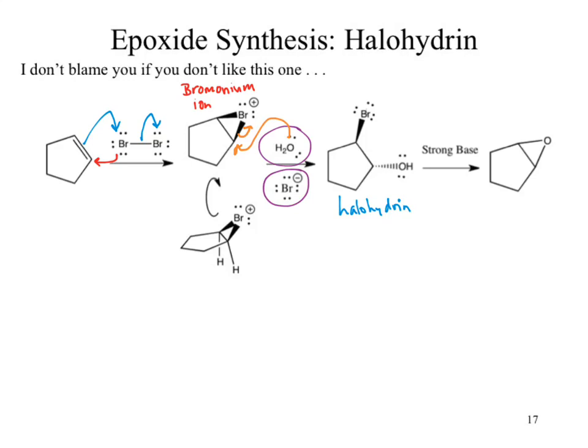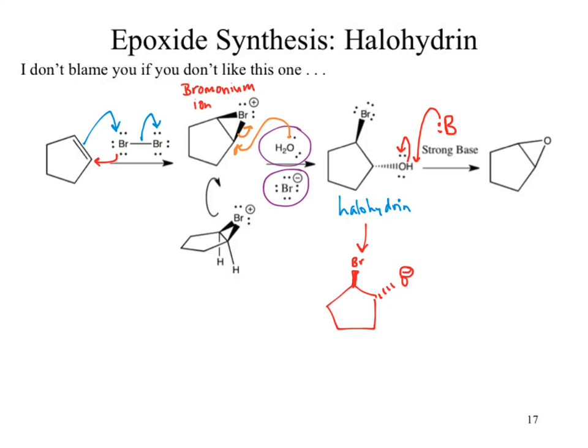The last part is dealing with the halohydrin to the epoxide. We add a strong base. What do bases do? They attack the hydrogen. The hydrogen has too many electrons, so we put those electrons onto the oxygen. The result is that we end up with a negatively charged oxygen.